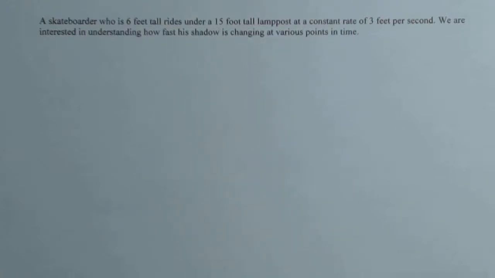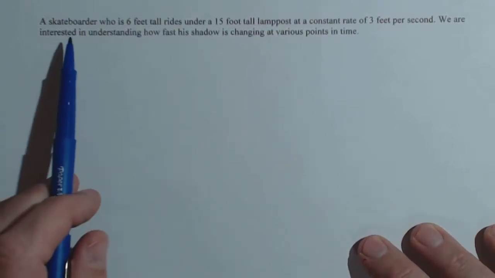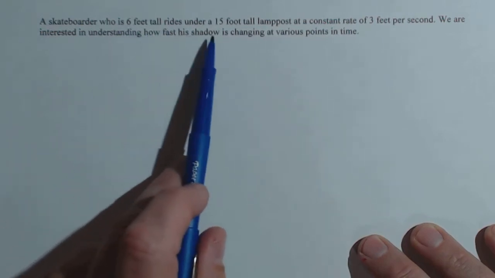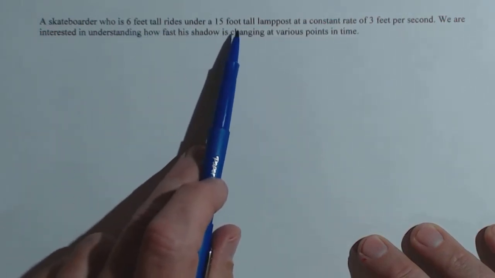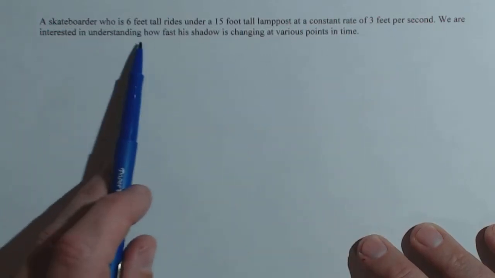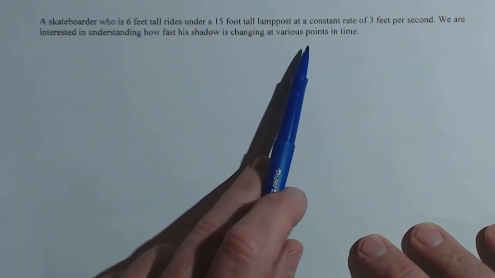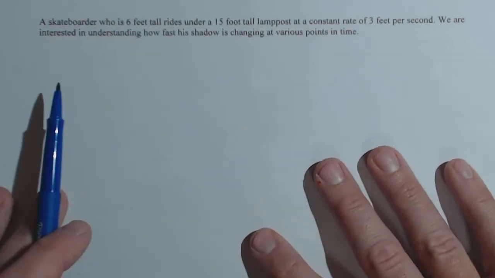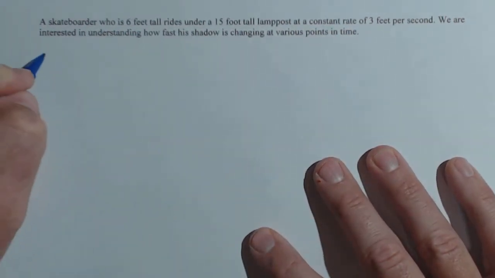In this video, we're going to look at a related rates problem regarding a skateboarder who's 6 feet tall and rides under a 15-foot tall lamppost at a constant rate of 3 feet per second. We are interested in understanding how fast his shadow is changing at various points in time. So the first thing we're going to do is draw a picture of what's going on.